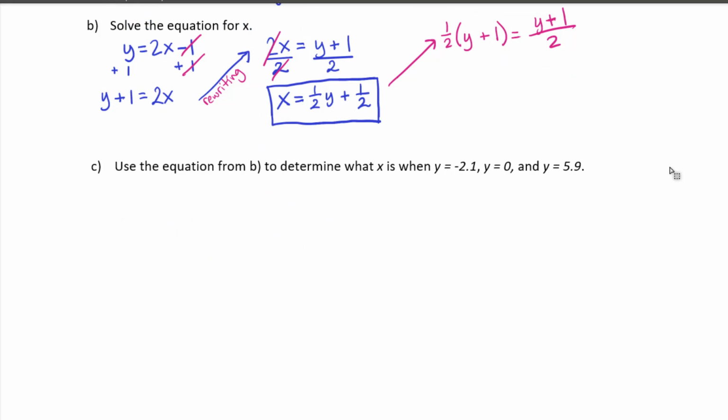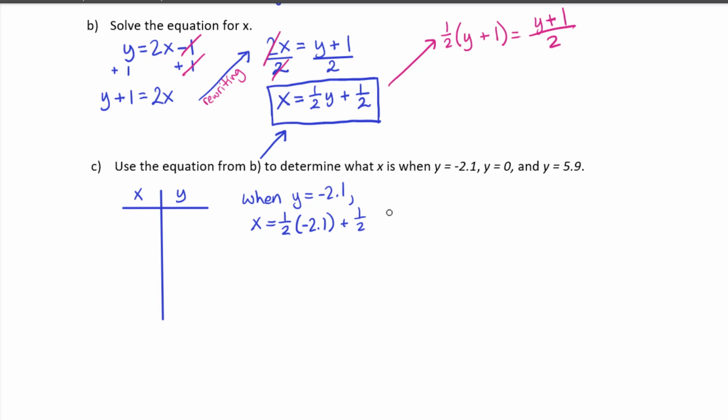Part C of example 7.1 says use the equation from B to determine what x is when y equals negative 2.1, y equals 0, and y equals 5.9. Once again, I'm going to build myself a data table, and I'm going to put x on the left and y on the right because that's alphabetical order. We have this equation and these values of y to plug in. When y equals negative 2.1, what is x? X equals 1/2 of negative 2.1 plus 1/2.